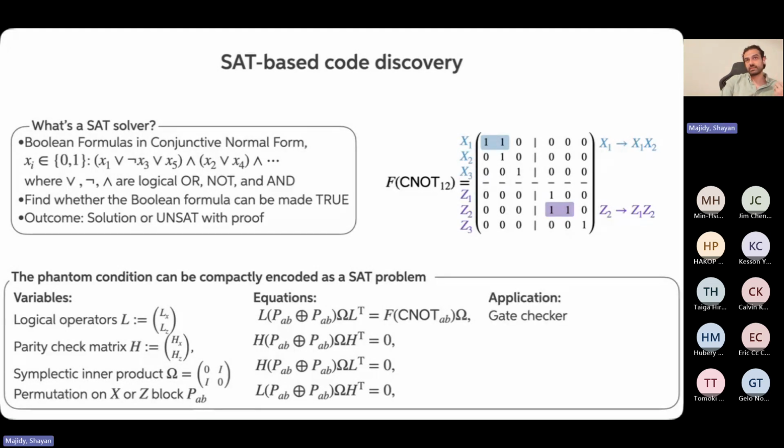We can feed into the SAT solver a single variable: we make the permutation a variable, and give it a fixed H and L. This is how we scan through the database of codes. We give it a bunch of H's and L's and ask it to see if there exists a permutation such that the code is phantom. Or we can use this for code discovery, in which case everything's a variable, and we just ask it to solve. So these are different ways in which we can use these tools.